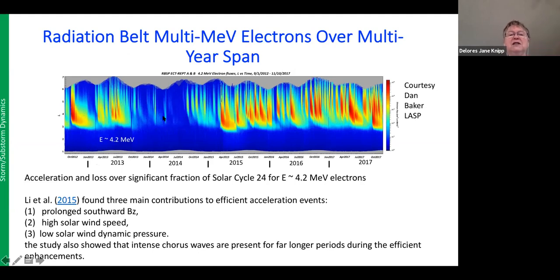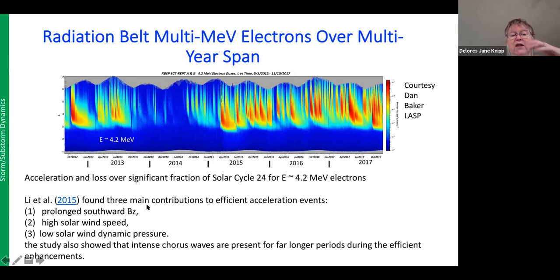So a 5-year interval, and you see these regions of red. This is when the electron flux in the outer radiation belts went up and extended from 3 RE out to 6 RE, and out here in the gray zone, we really don't know what's going on because we didn't make the measurements. But the question that got asked and answered is, what is it that really contributes to these events where we enhance the outer radiation belt MeV electrons?